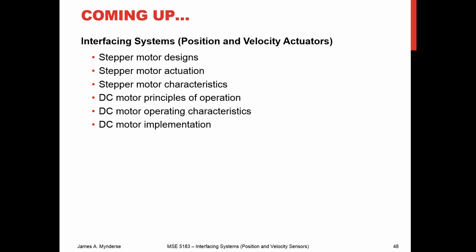So hopefully that wasn't too confusing. We have talked about our position and velocity sensors. We're going to talk about position and velocity actuators next. We got stepper motors, we got DC motors. So stepper motors are going to give us our position, and DC motors are going to give us our velocity, and we will pick it up there.